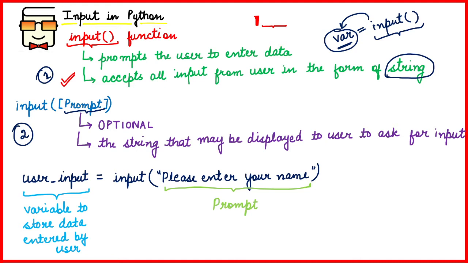Suppose you have a program that expects the user to enter his or her age, so you can display a statement saying please enter your age, or similarly please enter your name, as I have specified in this case. Okay, so this optional argument is called the prompt statement. What do we mean by the prompt statement? This statement will inform the user what kind of input is expected in that case.